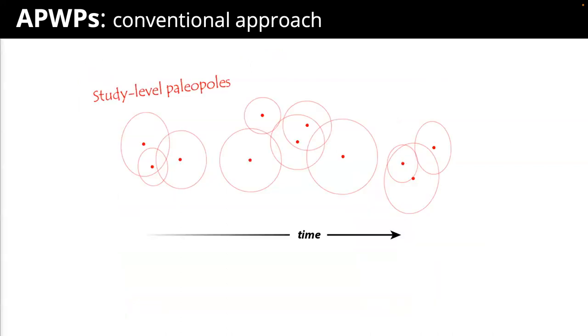Okay, so then we have one paleopole. We can then pore through the literature looking for other paleopoles from the same block. We may also rotate additional paleopoles from some other block using plate circuits.